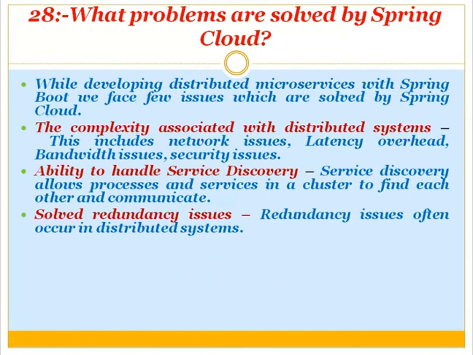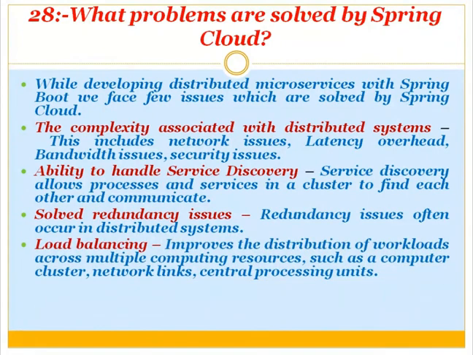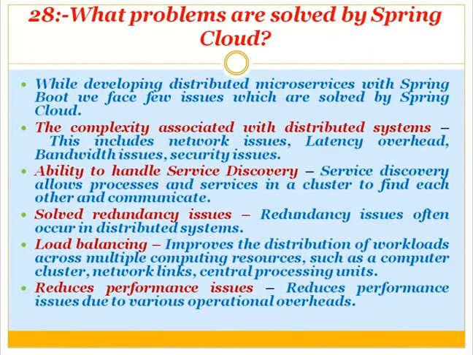Solved redundancy issues. Redundancy issues often occur in distributed systems, and these are also solved by the Spring Cloud. Load balancing improves the distribution of workloads across multiple computing resources such as a computer cluster, network links, and central processing units. Reduces performance issues due to various operational overheads. So these things are managed by the Spring Cloud.